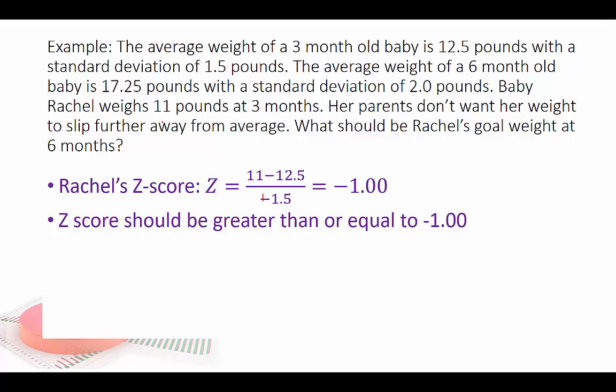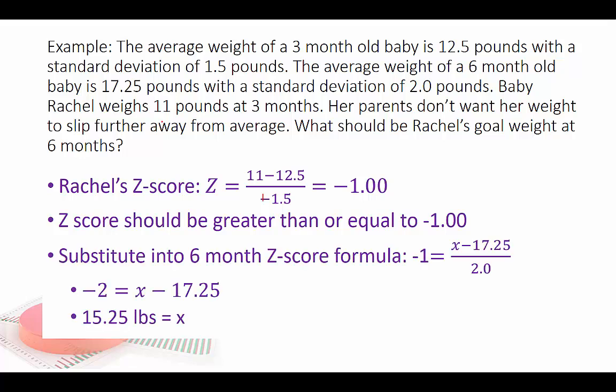So we're going to substitute this negative 1 and the other values we know into the 6 months z-score formula. So here's a negative 1, x minus 17.25, because that's right up here, and there's your 2. When I cross multiply, I can actually put a 1 under this, if that makes it easier for you to cross multiply like that. And so we get negative 2 equals x minus 17.25.